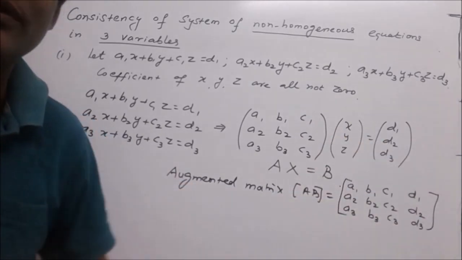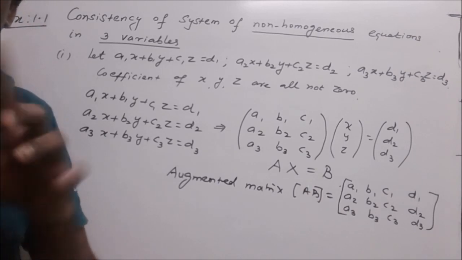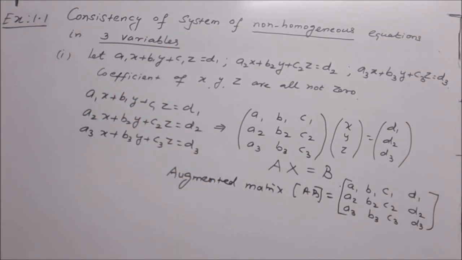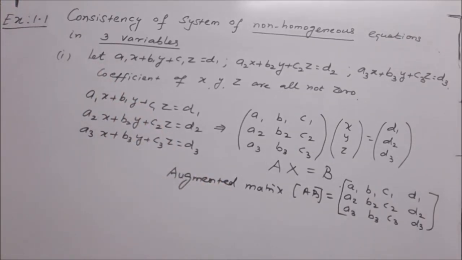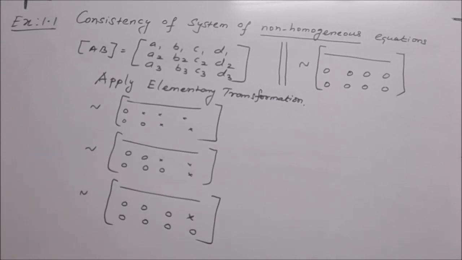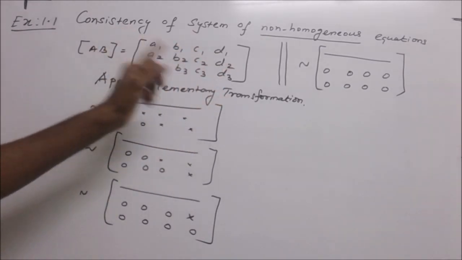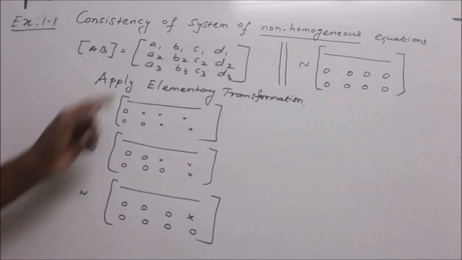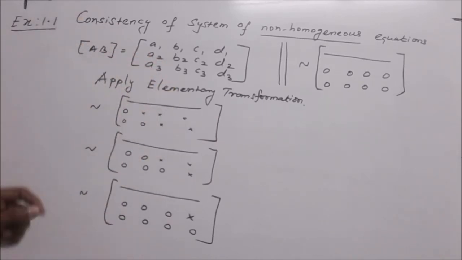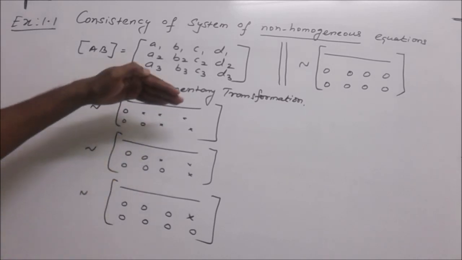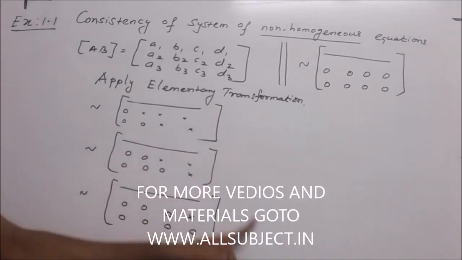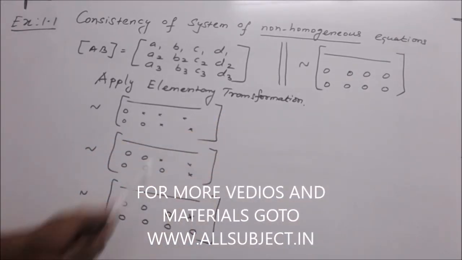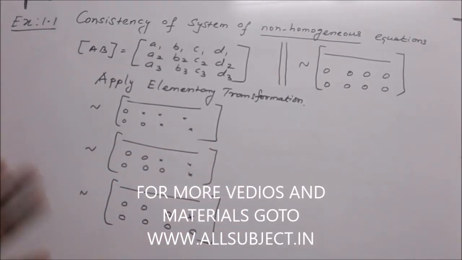After applying elementary transformation, we may have echelon form. In that echelon form, we have different categories. They are discussed here. The augmented matrix AB is A1, B1, C1, D1, A2, B2, C2, D2, A3, B3, C3, D3. Apply elementary transformation in it. After applying elementary transformations, we may have these four types of equivalent matrices. Any one will arise, not all at the same time. Any one of the equivalent matrices will arise.